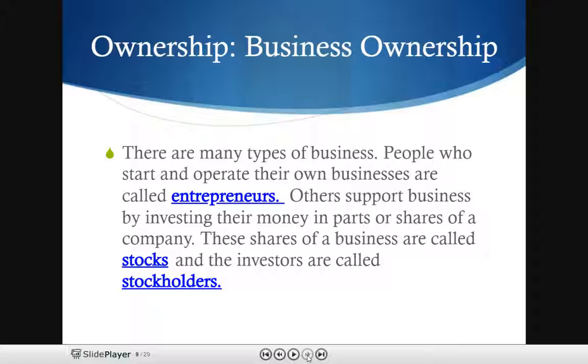Business ownership. There are many types of businesses. People who start and operate their own business are called entrepreneurs. Others support business by investing their money in parts or shares of companies. These shares of a business are called stocks, and the investors are called stockholders.